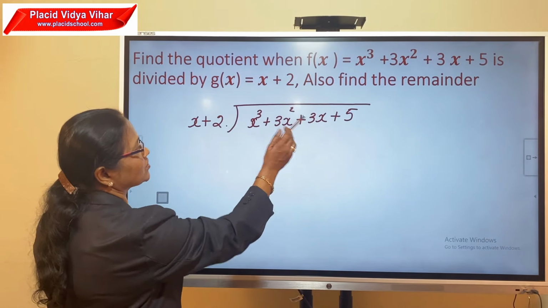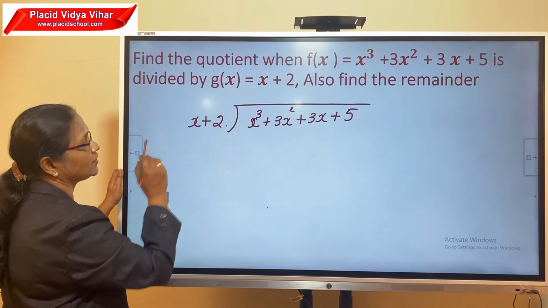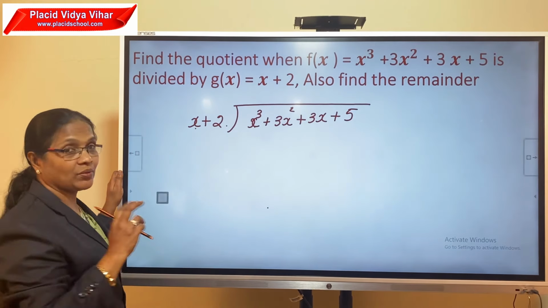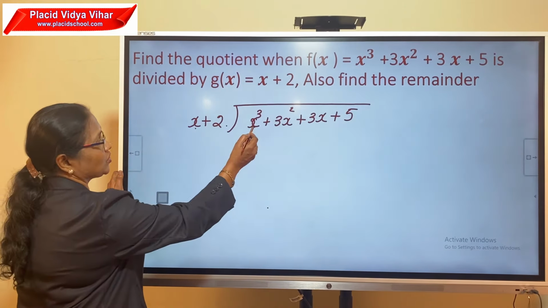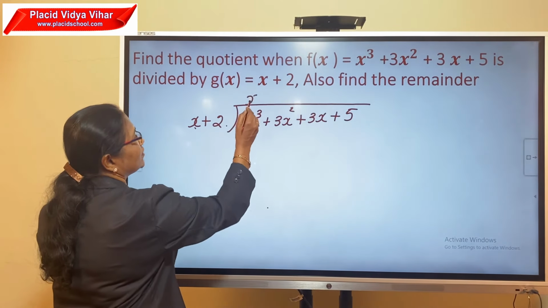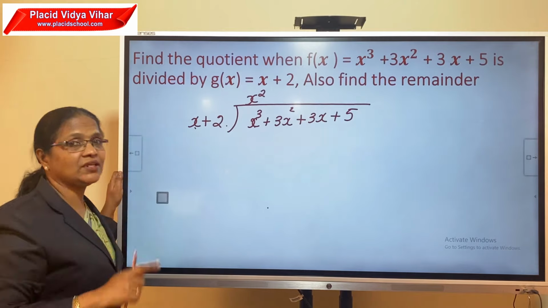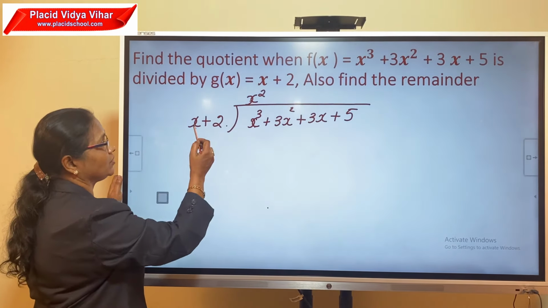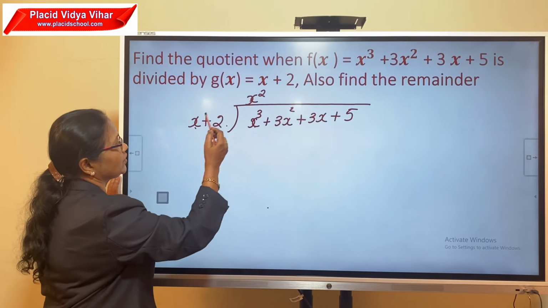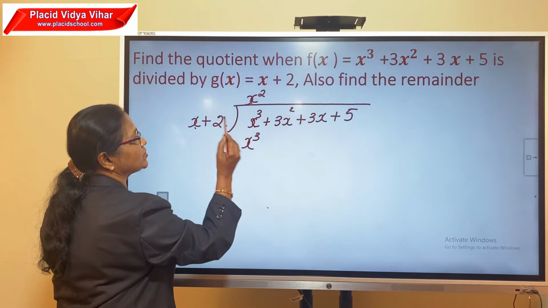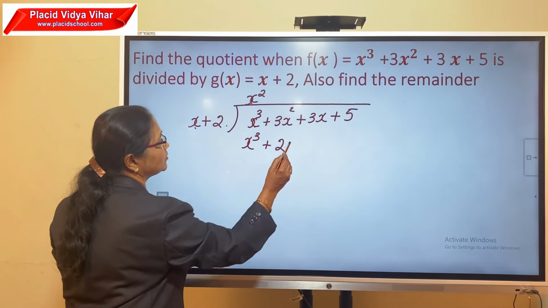X cube plus 3x square plus 3x plus 5 divided by x plus 2. X cube divided by x equals x square. Therefore, we write the first term of the quotient as x square. Now x square into x plus 2: x square into x is x cube, and x square into positive 2 is positive 2x square.